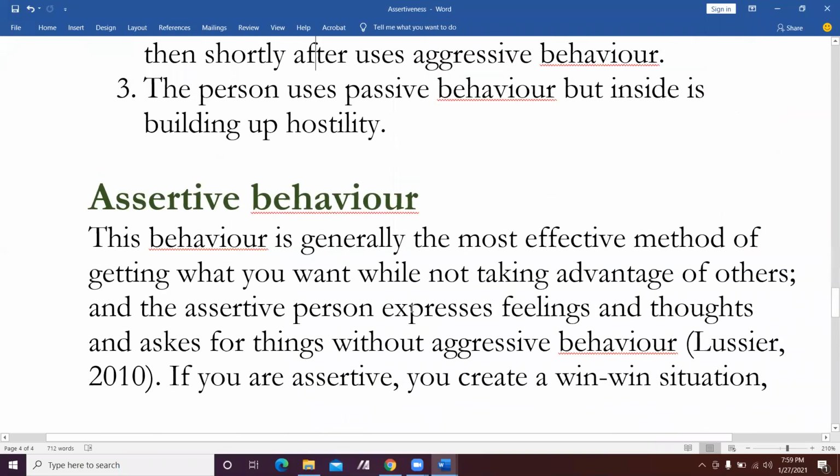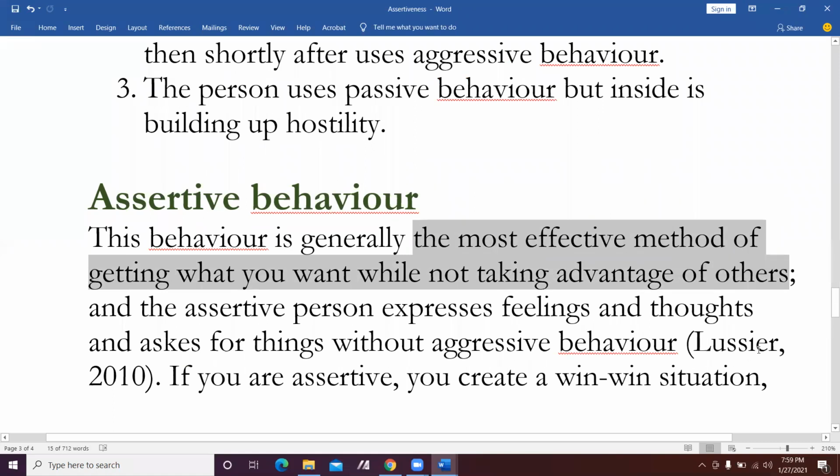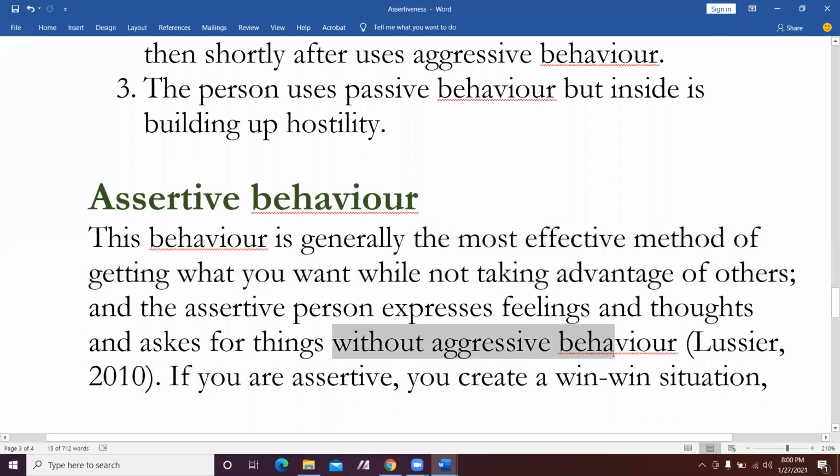Then, of course, assertive behavior, which I discussed. This behavior is generally the most effective method of getting what you want while not taking advantage of others. According to Professor Lucia, the assertive person expresses feelings and thoughts and asks for things without aggressive behavior. Feelings and thoughts are expressed, and the assertive person asks for things, but not in an aggressive way. It is a non-hurting way, a non-aggressive way, and also not a passive way.